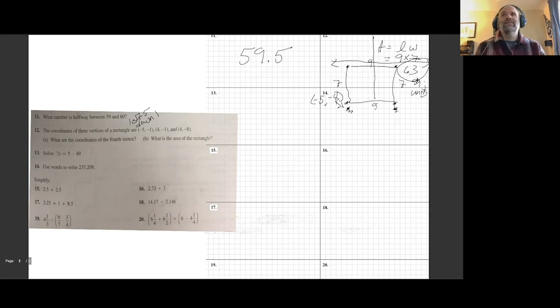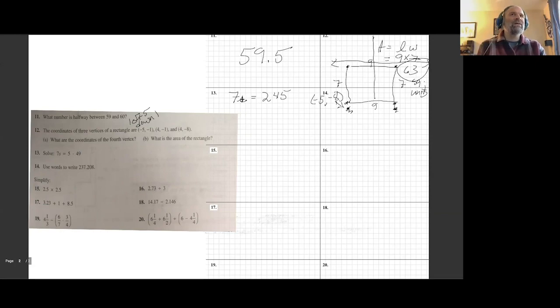Okay. All right, number 13, we're going to solve for S. So basically solving is we want to figure out what you have to multiply by S to get whatever's on the right side. So let's clean up what we can first. So 7S equals 5 times 49. There's an easier way to say 5 times 49. It's 245. Just multiply, clean it up. So now it's cleaned up.